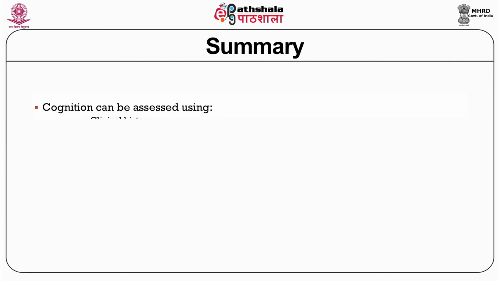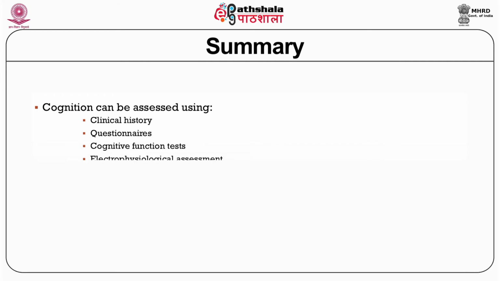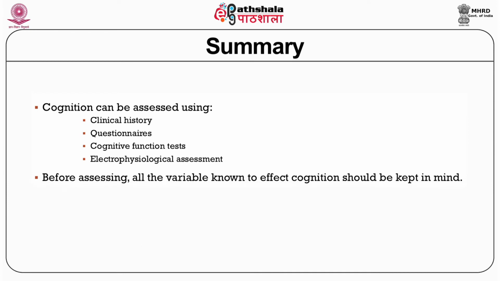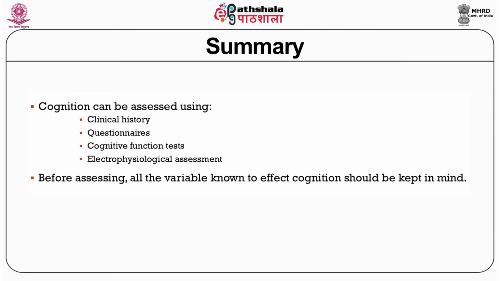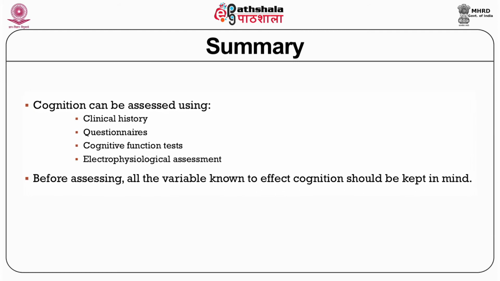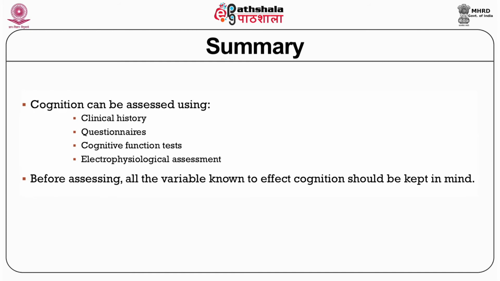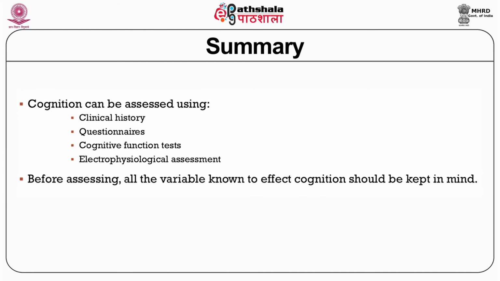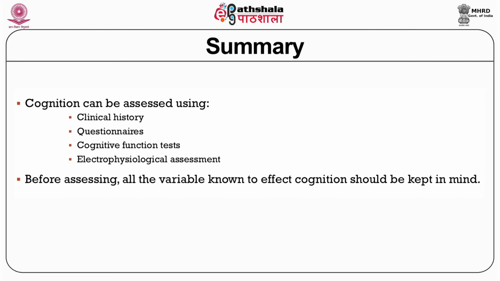Now, cognition can be assessed using clinical history, symptomatology, the questionnaires, the cognitive function tests, and the electrophysiological tests, which are EEG, ERP or fMRI. So before assessing, all the variables known to affect the cognition should actually be kept in mind.